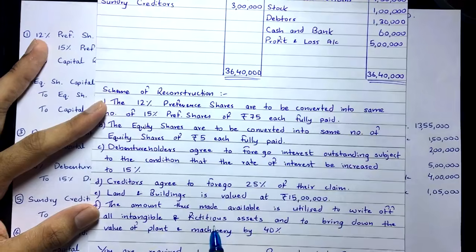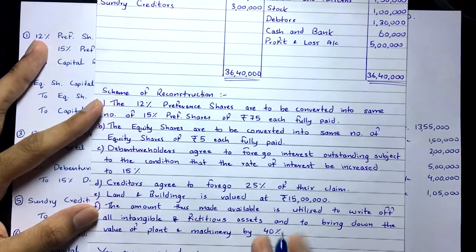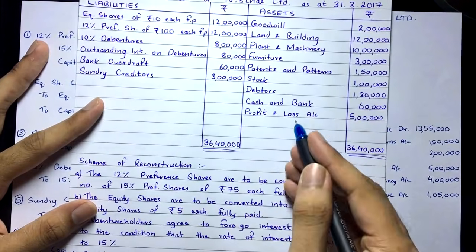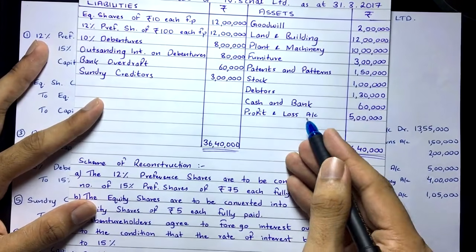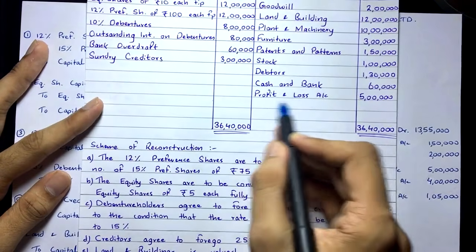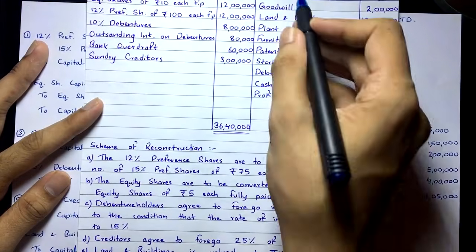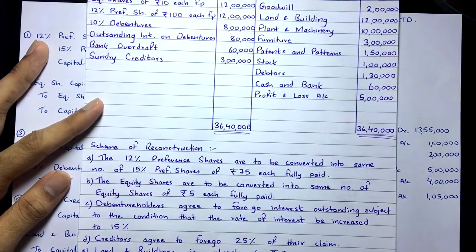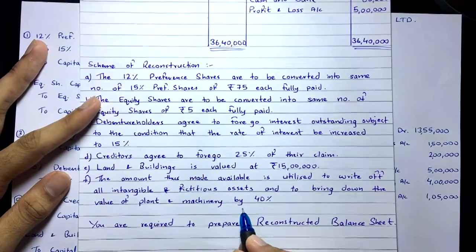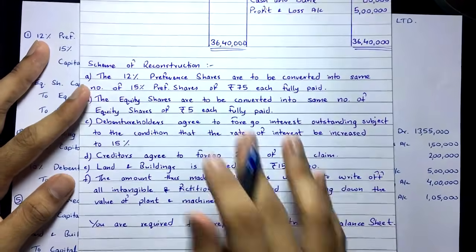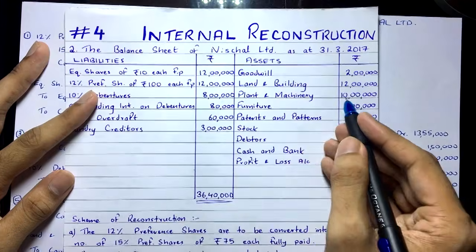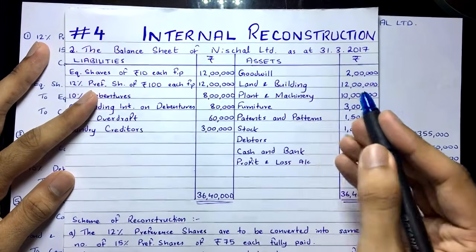Fictitious assets means what? They are assets which don't have any value, right? Such as profit and loss debit balance here in this question, preliminary expenses, discount on issue of shares, underwriting commission. Now here we have only one fictitious asset, that is profit and loss, the accumulated loss. It's a debit balance, it's on the asset side, right? So this is what we have to write off. And then they have said to bring down the value of plant and machinery by 40%. So now they are saying plant and machinery is overvalued. Its value is not 10 lakh, it has to be reduced by 40%.